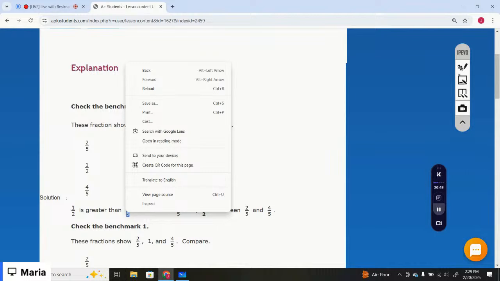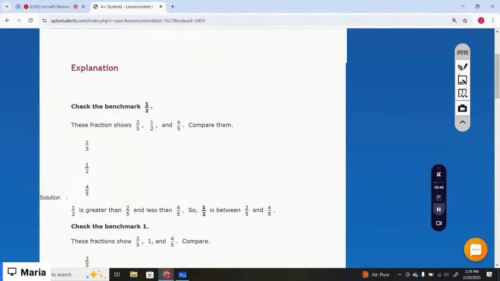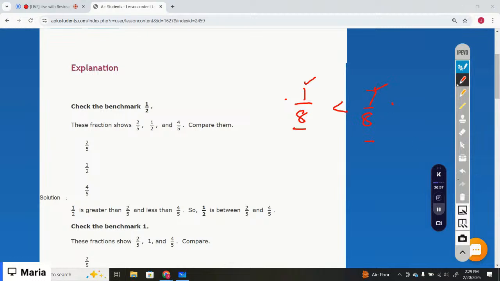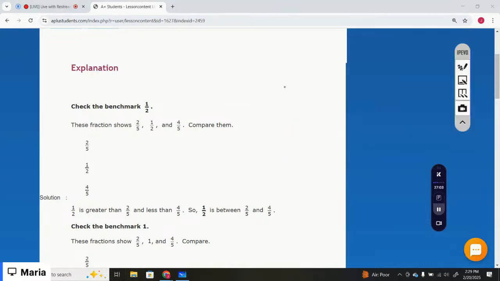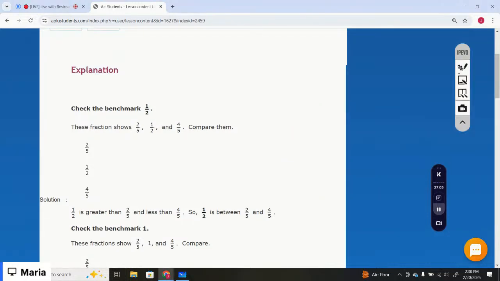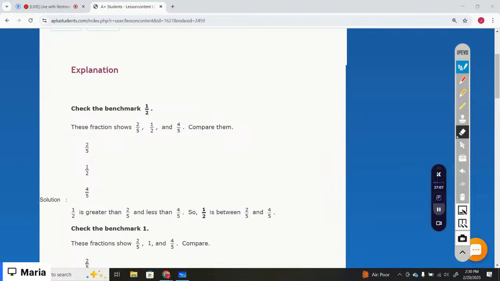1 by 2 means half. Half is greater than 2 by 5, and 1 by 2 is smaller than 4 by 5. You can see it like this. Let me just explain through a model, because it is very easy to understand through a model.